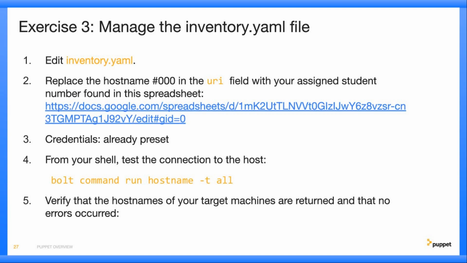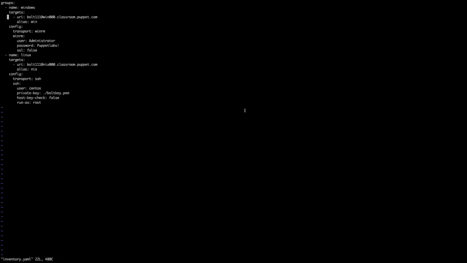So I'll just share my screen and show how it's done. All right, so I have inventory.yaml. I'm just going to edit the Windows entry with the nodes that I'm assigned to. So this will be secure vault win 0 for me, and for the Linux it will be secure vault nix 0.